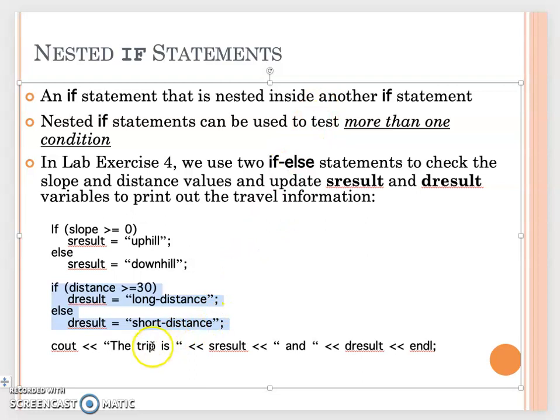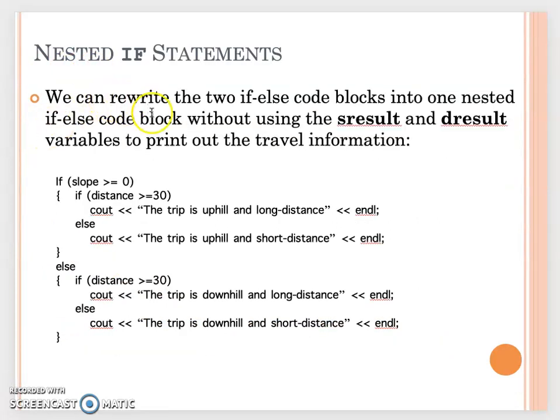On the other hand, you see here the result of the trip is either downhill or uphill, right? And a long distance or a short distance. If we want to print the result inside our if-else statement, we need to use the nested if statement. So we can rewrite these two if-else code blocks into one nested if-else code block. Then we can remove the S result and D result variables, and we can print out the information directly.